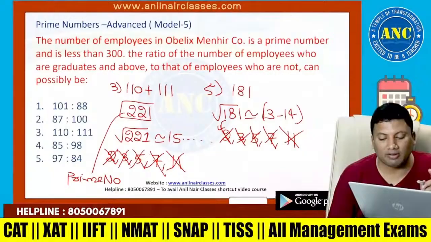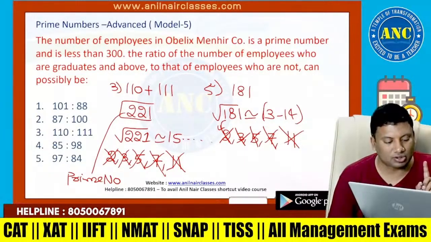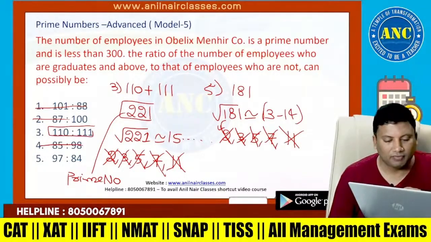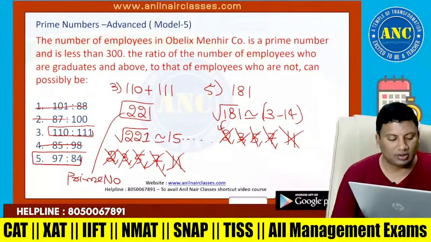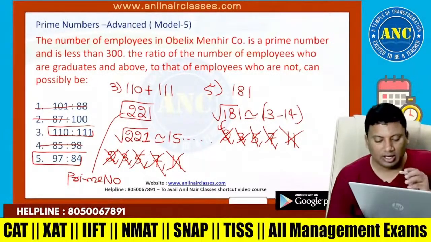Ratio of the number of employees who are graduates to that of employees who are not can possibly be. Possibly means it can be, it has to be a prime number. D is not a prime number. 110 plus 111, D is nothing but 221. 221 also we got a prime number. 97 and 84, which we got 181. So 181, it is K.